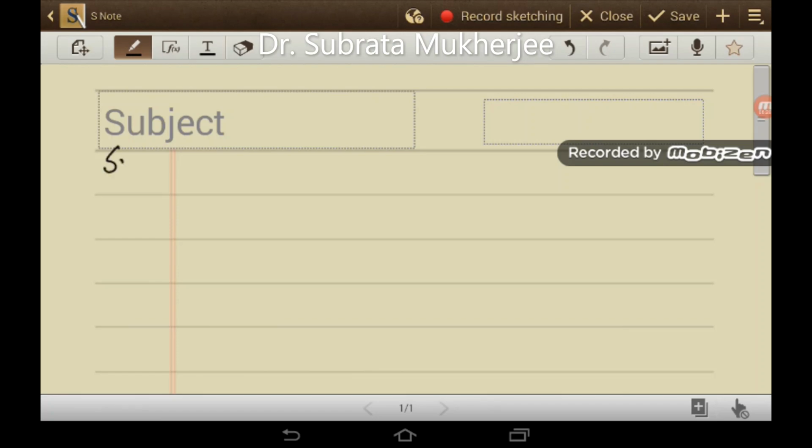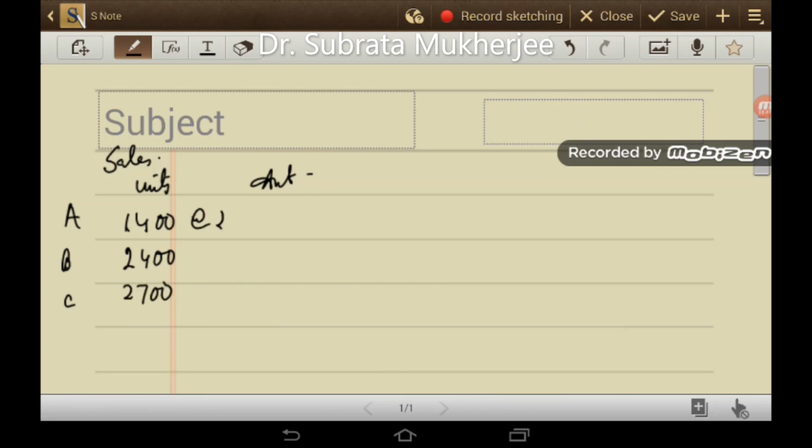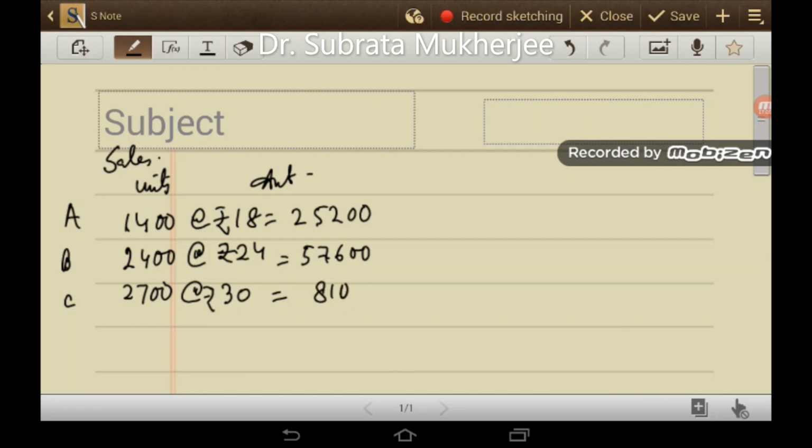And sales, unit and amount. So department A, B and C sales are 1,400, 2,400 and 2,700. So this is at the rate of 18, so 25,200, at the rate 24. So this will give you 57,600 and at the rate rupees 30, this is 81,000.